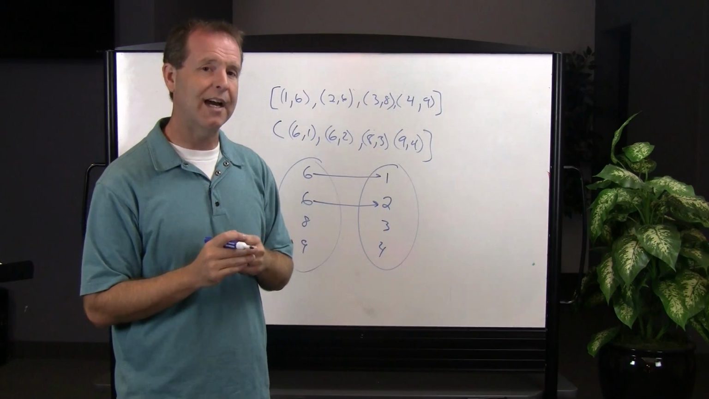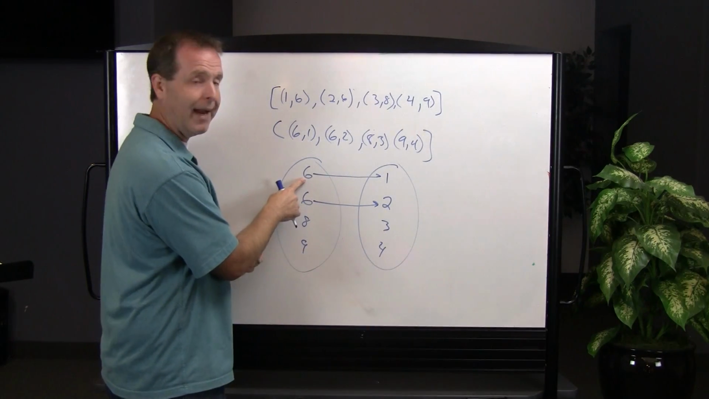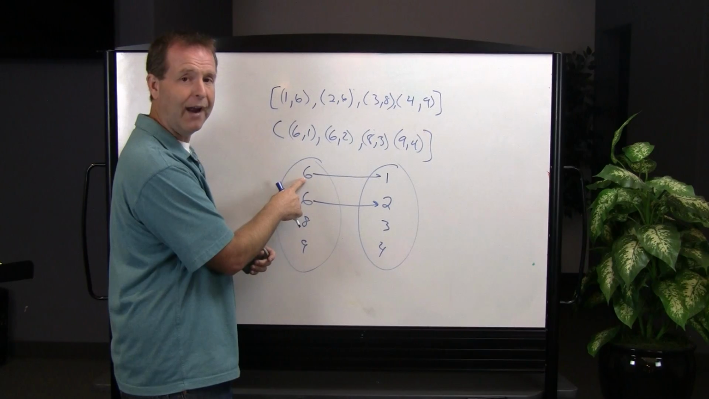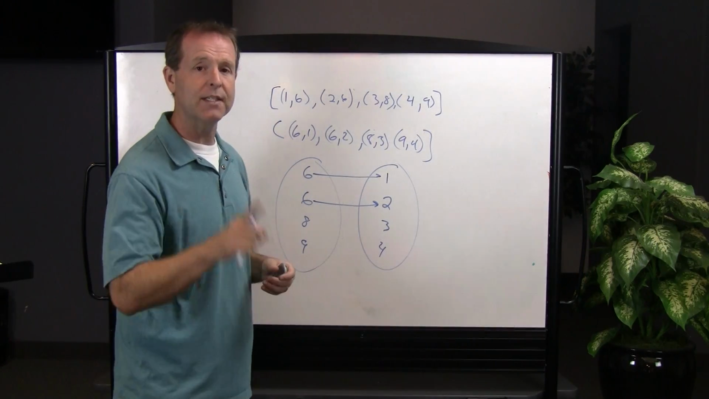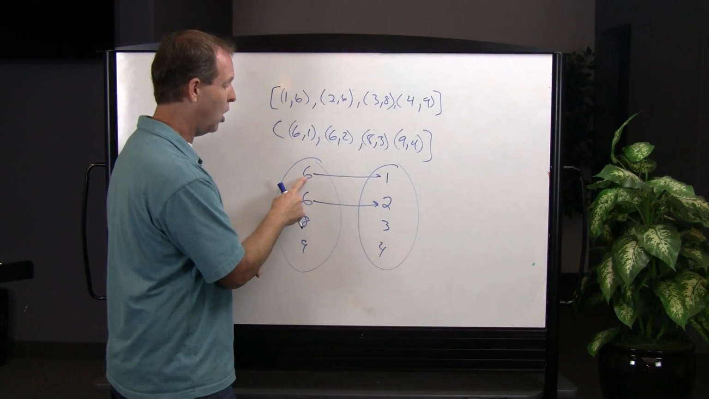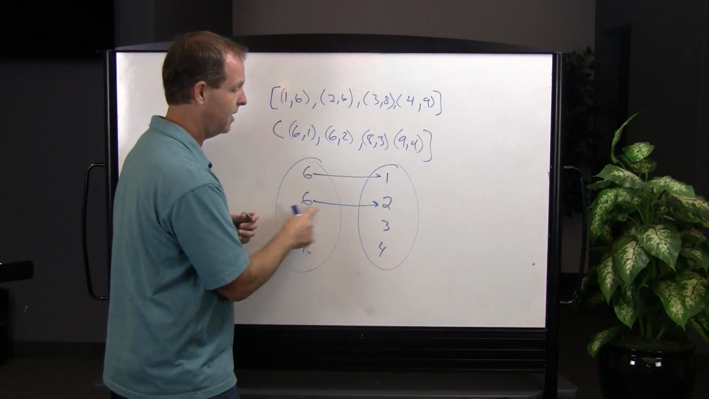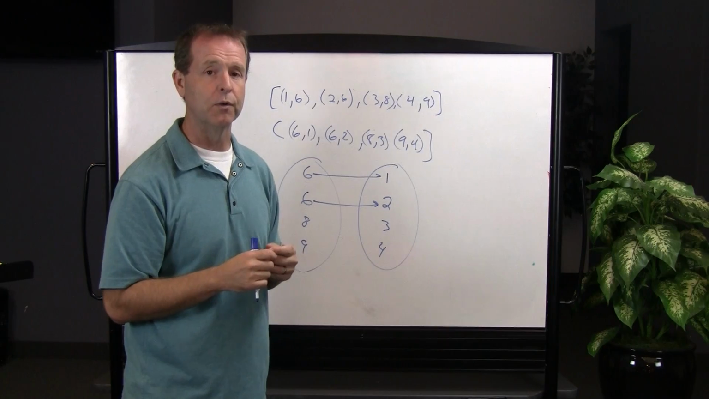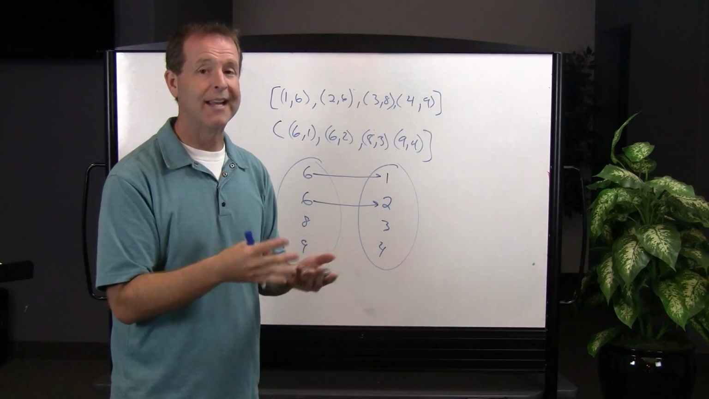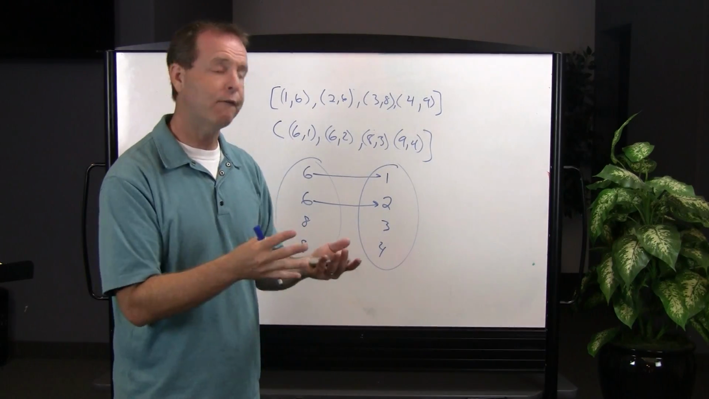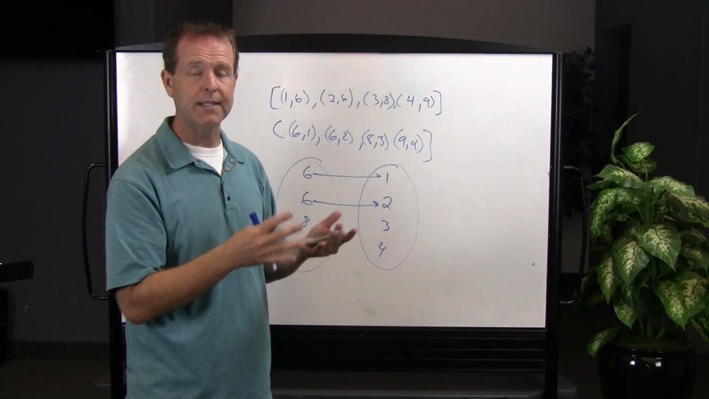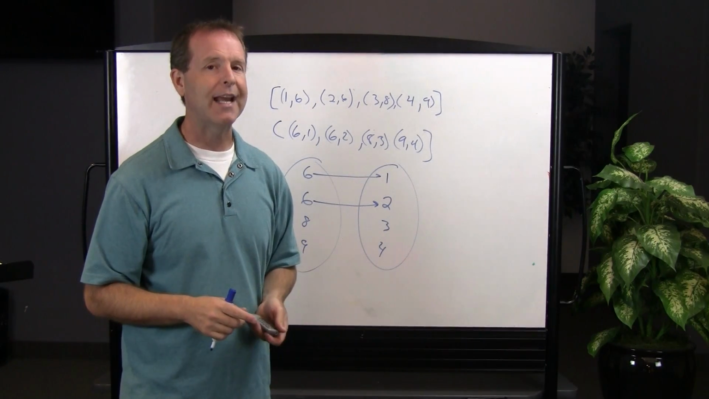The reason why it's not a function is because when I have a domain value or an input value, it needs to correspond to exactly one output. 6 always needs to correspond to a 1, but in this case, I see that 6 also corresponds to a 2. I have one question and I get 2 answers, kind of. So therefore, this particular set of coordinates is a relation, but it's not a function.